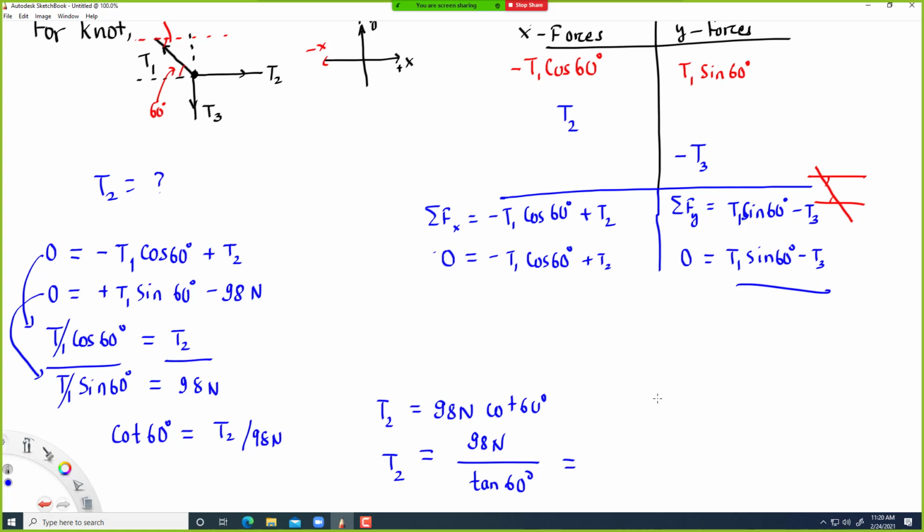You guys have a calculator? Can you do the calculation? 56.58. I just round it to the least significant digit here, it's 1. So you can write 56.58. And if you use the right significant figure, that would be 60 Newton.